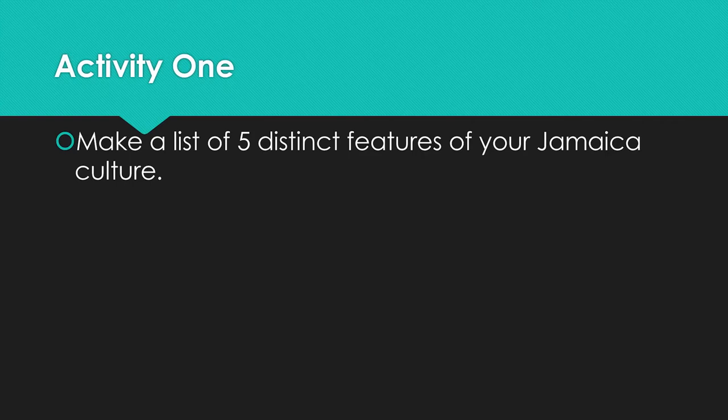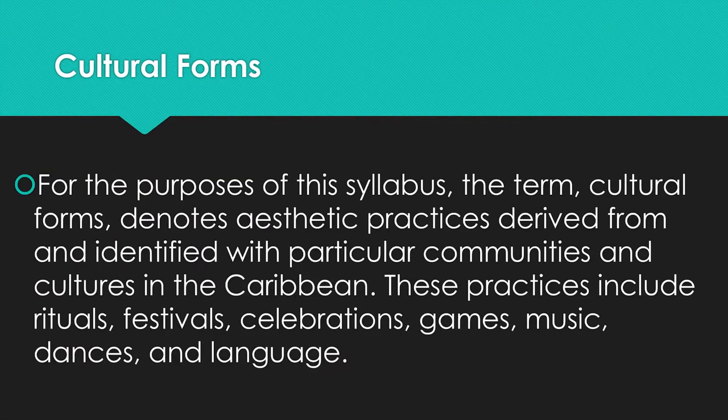Now, with that said, that brings us to our very first activity. Activity one. Make a list of five distinct features of your Jamaican culture. Go ahead, grab your notebooks and make a list of five things that make your Jamaican culture so unique.